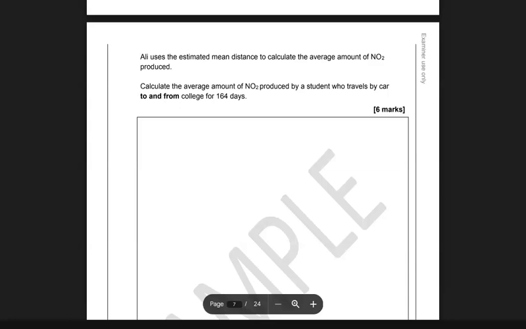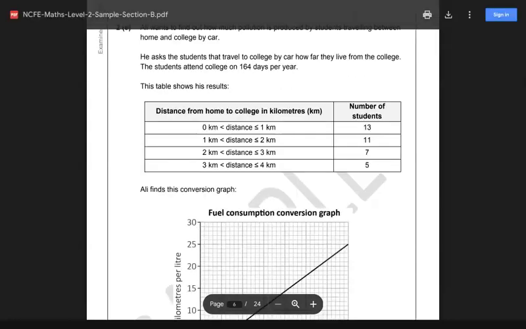So you find the mean first. When you want to work out the mean, you have to find the midpoint. What is the midpoint here? The midpoint between 0 and 1 is going to be 0.5. You add 0 plus 1 divided by 2, 0.5. You add 1 plus 2 divided by 2, 1.5. You add 2 plus 3 divided by 2, 2.5. You add 3 plus 4 divided by 2, 3.5.